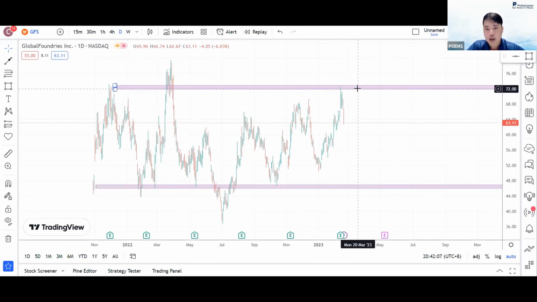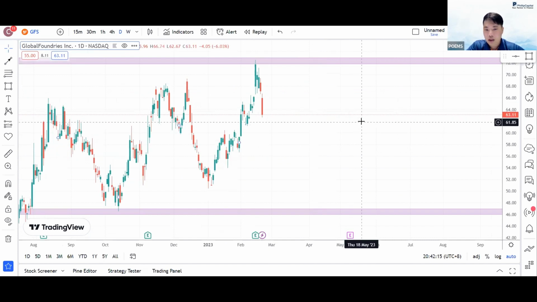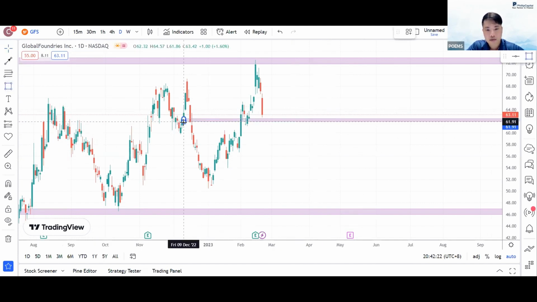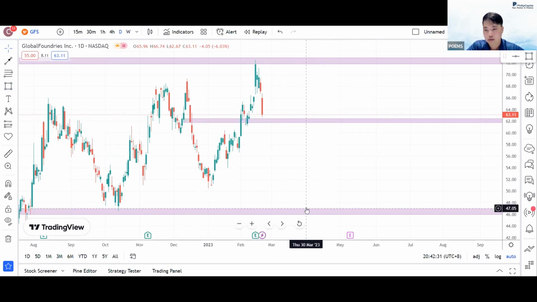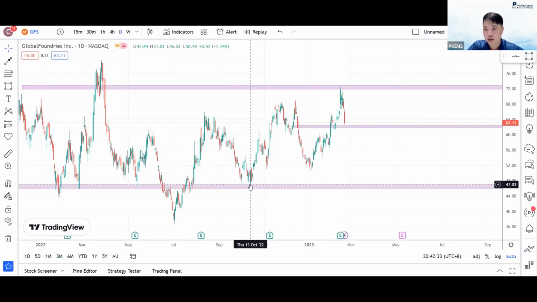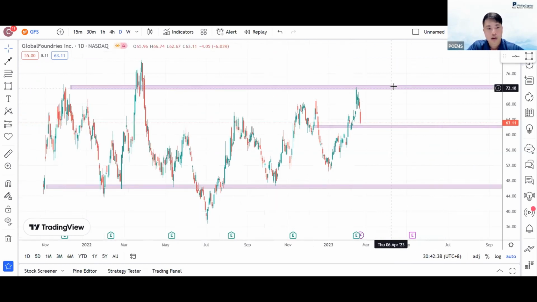So it has already tapped the previous 72. If you zoom in, unless it forms a rebound at somewhere around the 62 level and stays above, then we can see it going back up. But if you were to suddenly break down, then there is a chance that it will continue to go down to where previously it rejected at around 46, 47, right? Also take note of the strong resistance at around 72 for GFS.